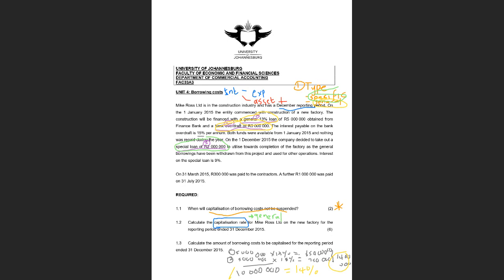If for some reason you get one of the interests wrong, you're still going to get part marks. So please show your workings, show how you got to that capitalization rate. Don't just put down an answer. You need to show how you first calculated the interest, and then you took the interest divided by your total general borrowings. Any questions?